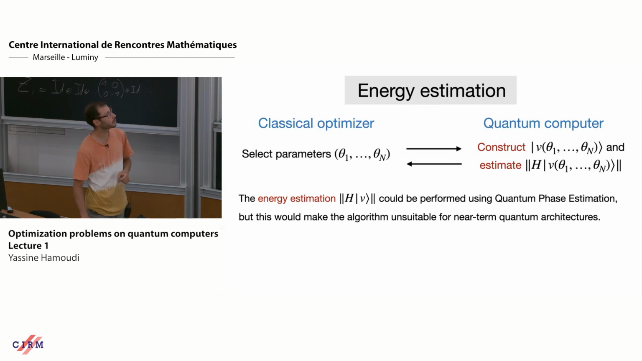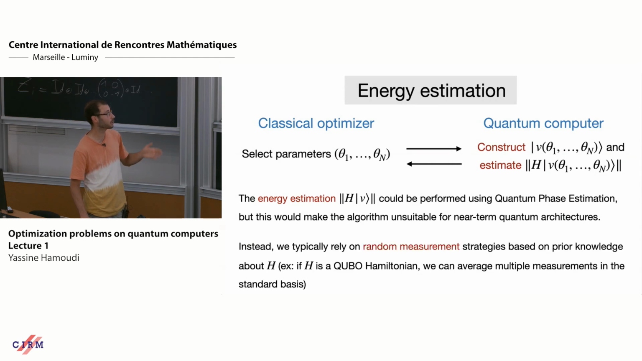Before that, there's just a remark. The quantum computer could estimate the energy using quantum phase estimation, as we said before, but that wouldn't be efficient if we want to use near-term quantum computers. So typically, you can instead use some random measurement strategies. You would just do repeated random sampling, and you can average the results, and it would give you something that approximates the objective function.